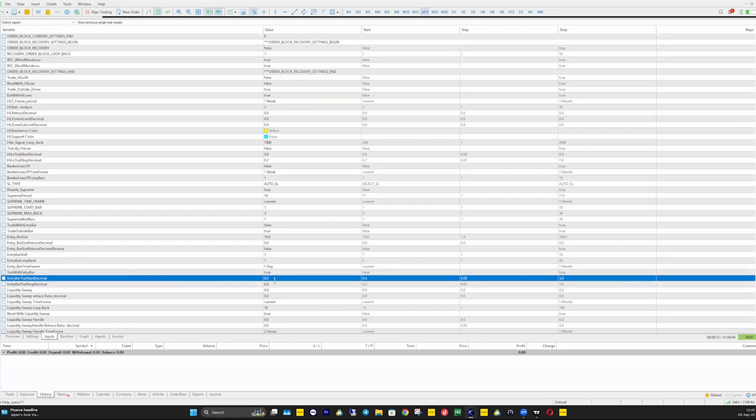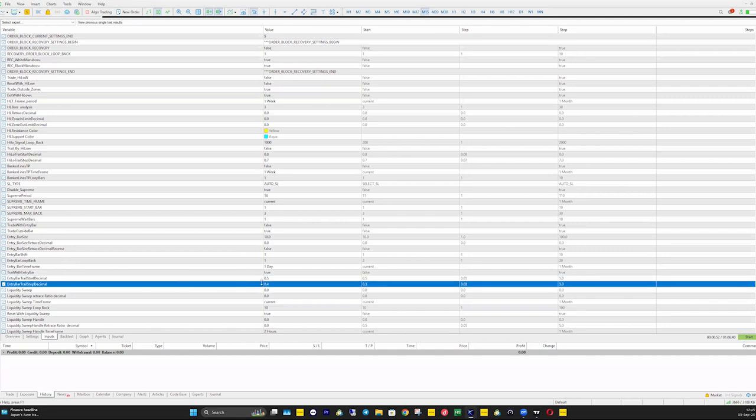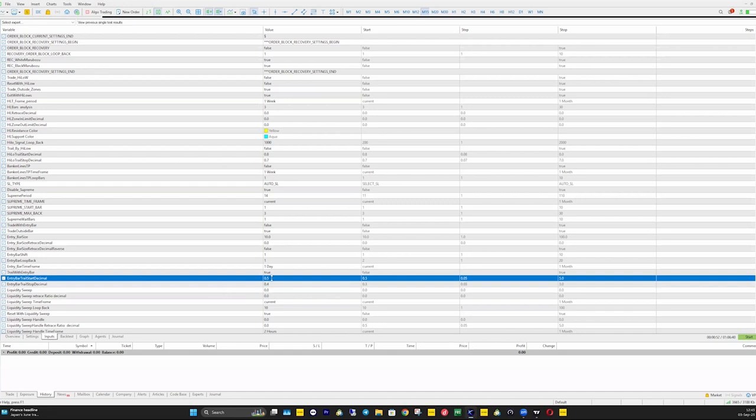So now here we can see we have 0.5. It is in decimal, so this means it's 50%, and we want the trailing step stop to start at 40% of the previous day, and our trailing to start at 50%. That means we are targeting the 50% of the previous day candle.